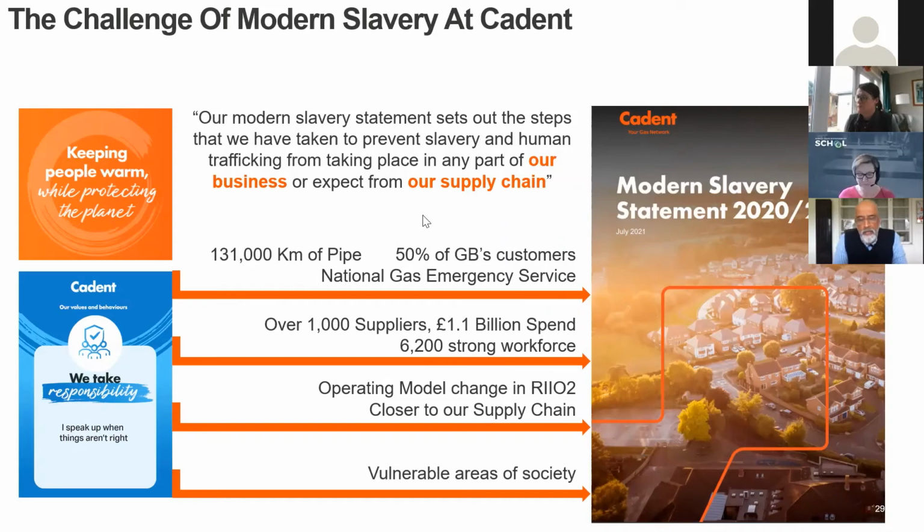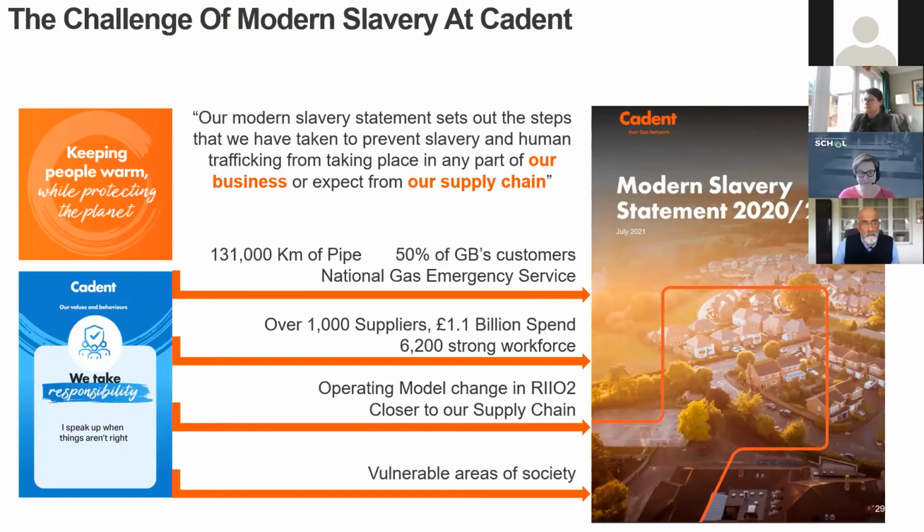Finally, I'd like to talk about the operating model. So till recently, till we were in this price control period, which started in April last year, we were in what we call Rio 1. And in Rio 1, the model that we took with subcontracting, and Helen mentioned subcontracting again, was that we went through 1 or 2 very large tier 1 companies and then expected them to look after our tier 2s and 3s.